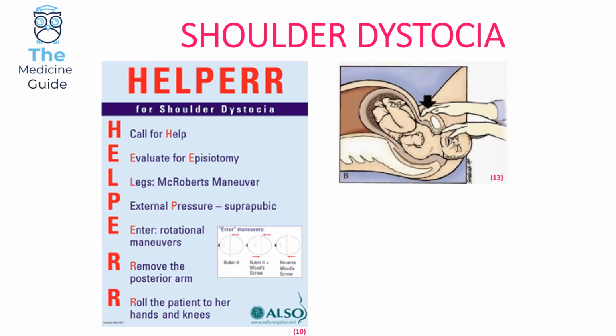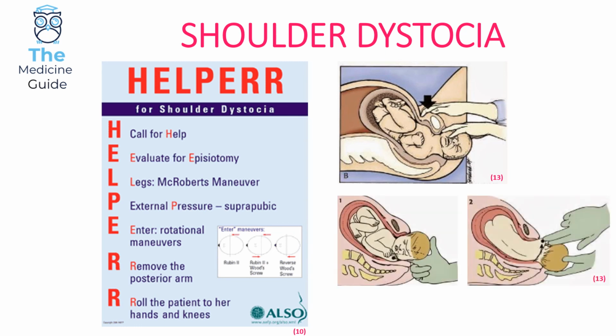So the next step after McRoberts manoeuvre is to apply suprapubic pressure, so that's P in HELPER, and this is just to help disimpact and promote the delivery of the anterior shoulder. Now, if this is unsuccessful, then we need to perform rotational manoeuvres. So enter rotational manoeuvres, so that stands for E in HELPER.